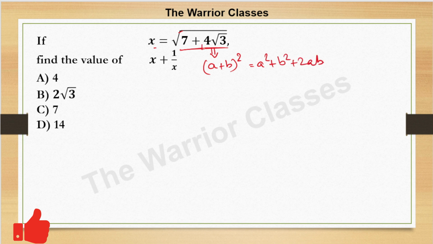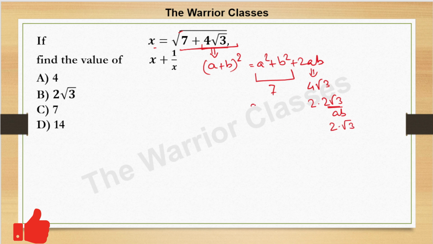Now we have 4 square root 3. 4 square root 3 will change into the form of 2ab, and 7 as a square plus b square. Now 2ab means we will multiply by 2, and the remaining is 2 square root 3. 2 square root 3 means it is ab. So we can write it as 2 multiplied by square root 3.